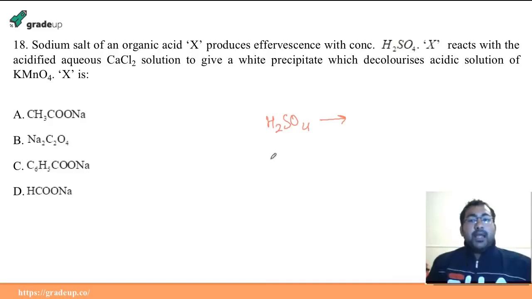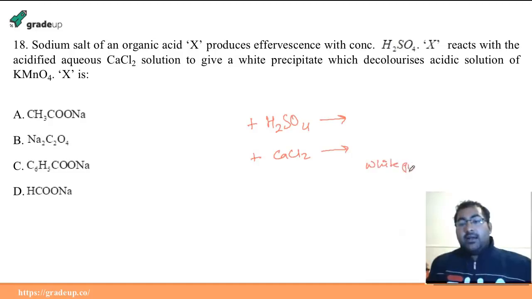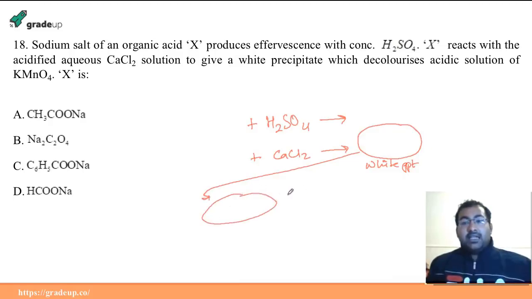Alright, so the same compound X reacts with aqueous CaCl2, right? With aqueous CaCl2, it gives a white precipitate. So you should get a white precipitate, and this white precipitate should decolorize KMnO4, an acidic solution of KMnO4, right? So it should decolorize it.